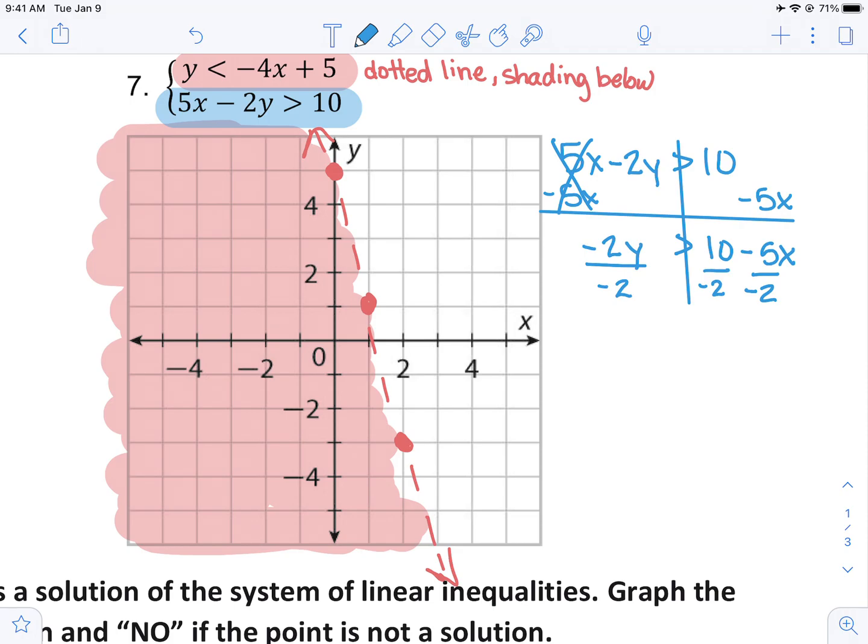That negative 2y divided by negative 2 is just a 1y, or y. Because I divided both sides by a negative, I need to flip the inequality sign. I divide 10 divided by negative 2, that is a negative 5. Negative 5x divided by negative 2, two negatives make a positive, becomes 5 over 2x. So this is what I'm going to type into my calculator to graph.